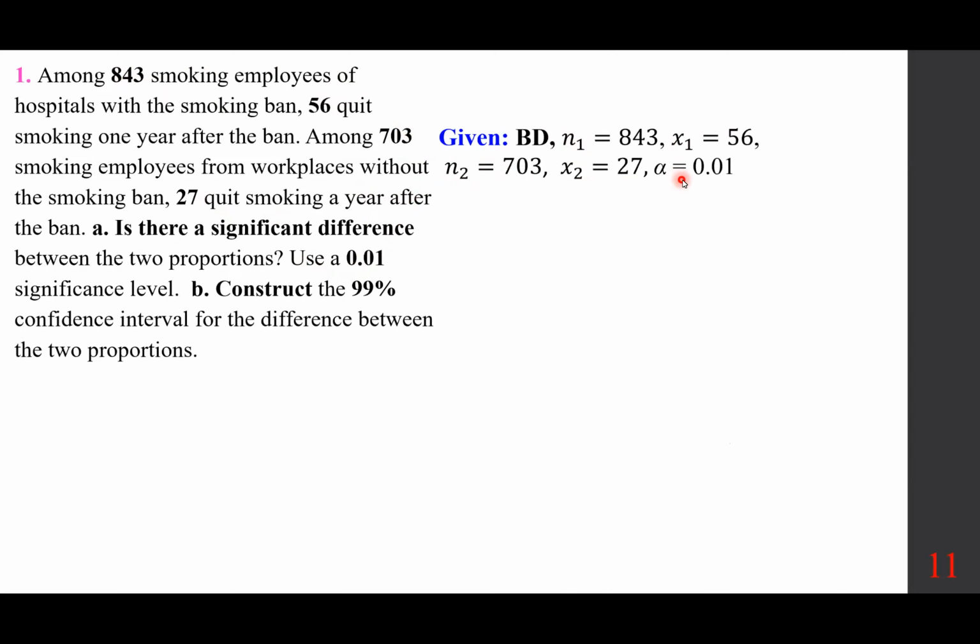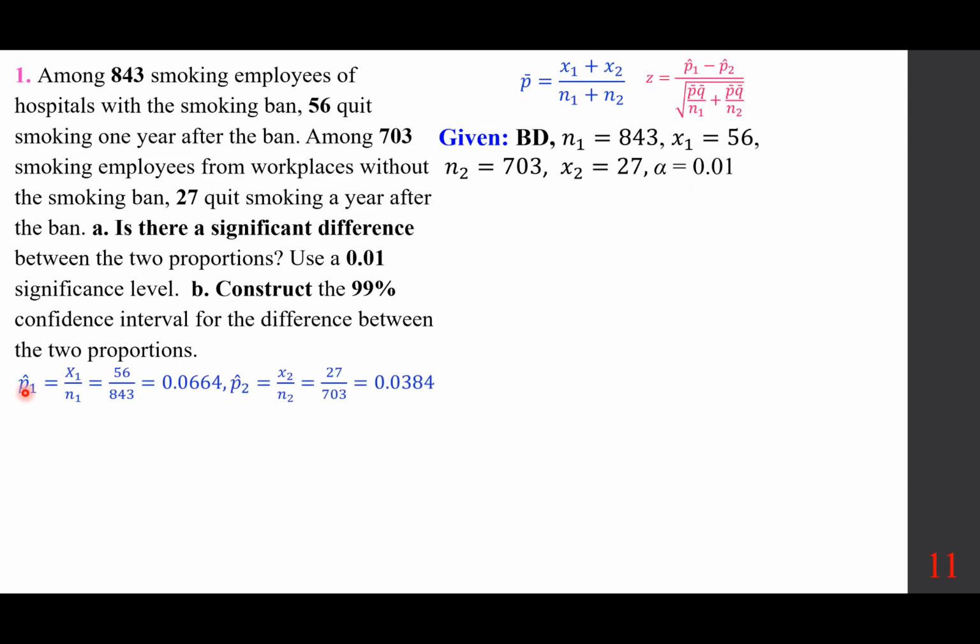To do the test of hypothesis, we first have to calculate a couple of things. For example, P bar is X sub 1 plus X sub 2 divided by N1 plus N2. We are going to calculate that first and foremost. Then we're going to use this test statistic when we get to that step. So first, P1 hat is X sub 1 over N sub 1, 56 over 843, and with a bunch of decimals, 0.0664. P2 hat is X sub 2 over N sub 2, 27 over 703, with a bunch of decimals, 0.0384. P bar is X sub 1 plus X sub 2 over N sub 1 plus N sub 2. And obviously, Q bar is 1 minus P bar.